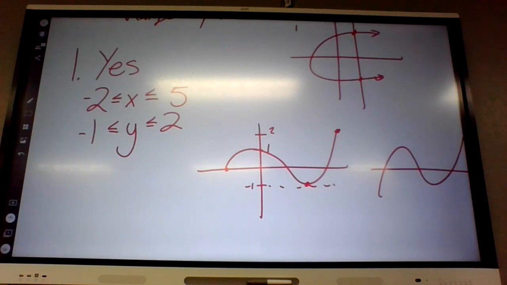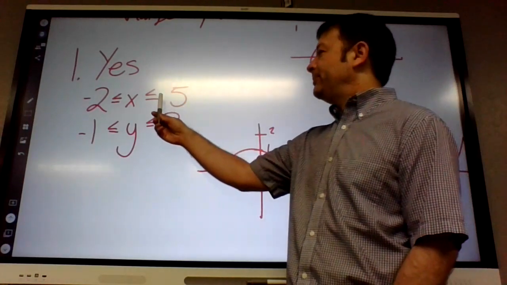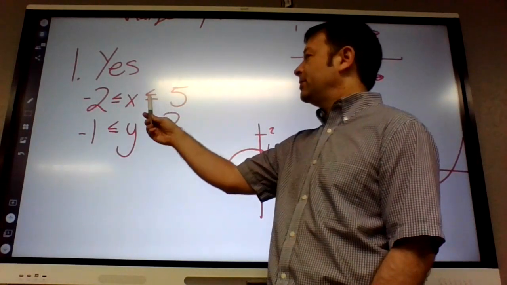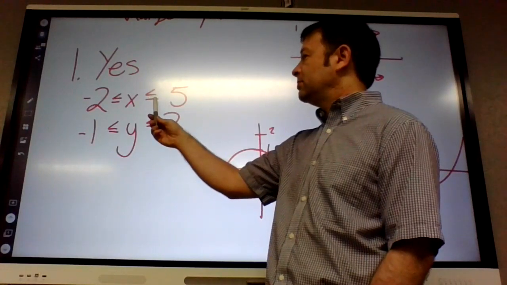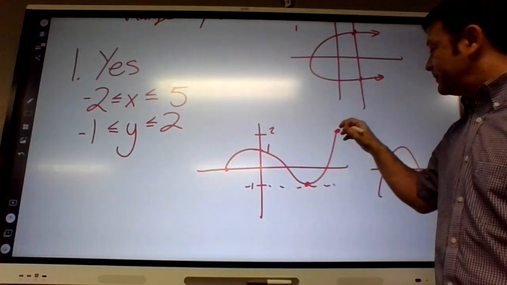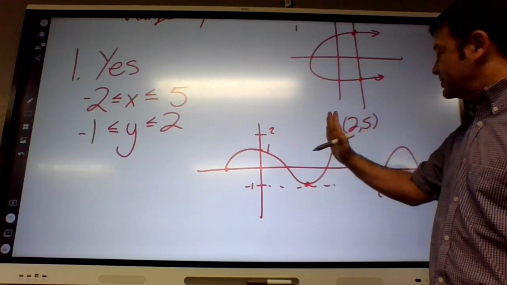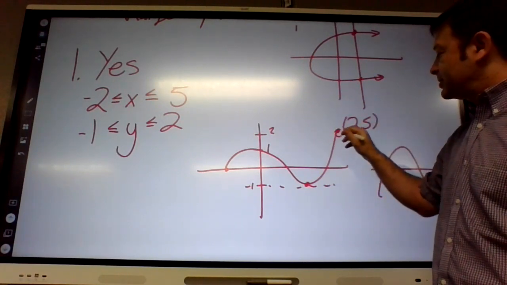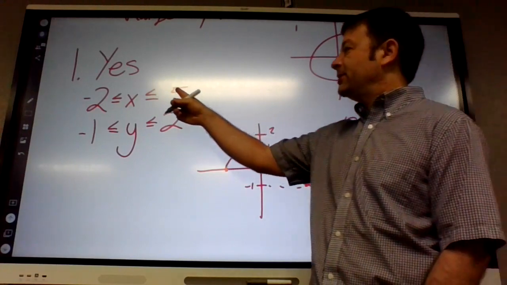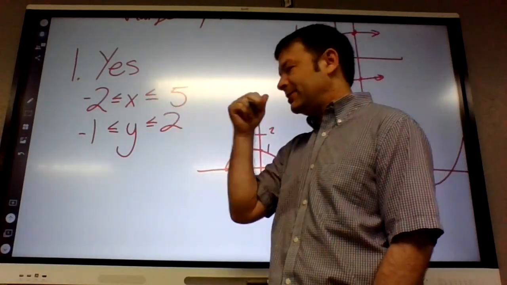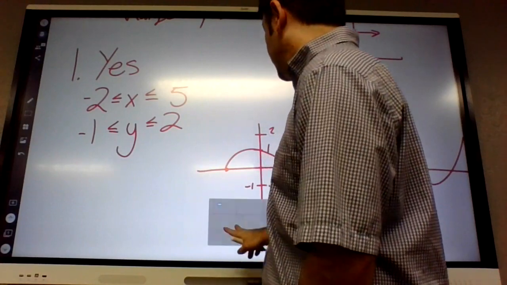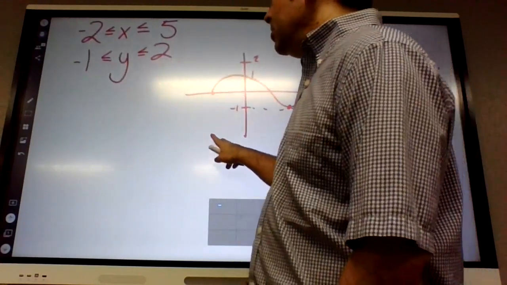I'm forgetting something. Oh, why did I put or equal to right there? Because the point 5 is included. So if this was an open circle though, I would not include 5, so that would just be a less than symbol, not an equal to. Okay.